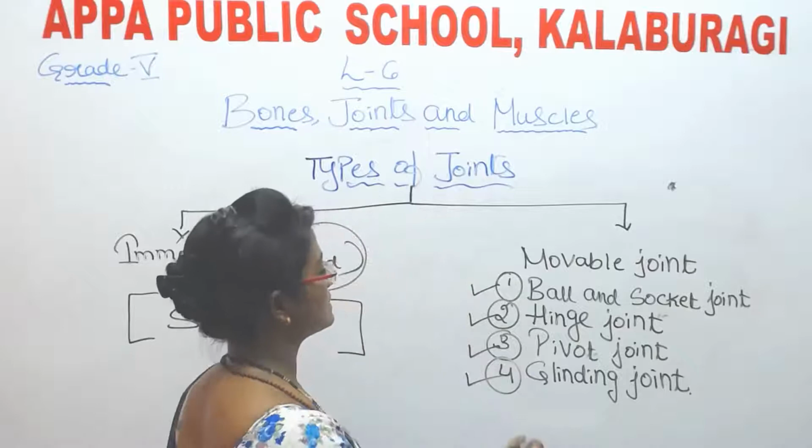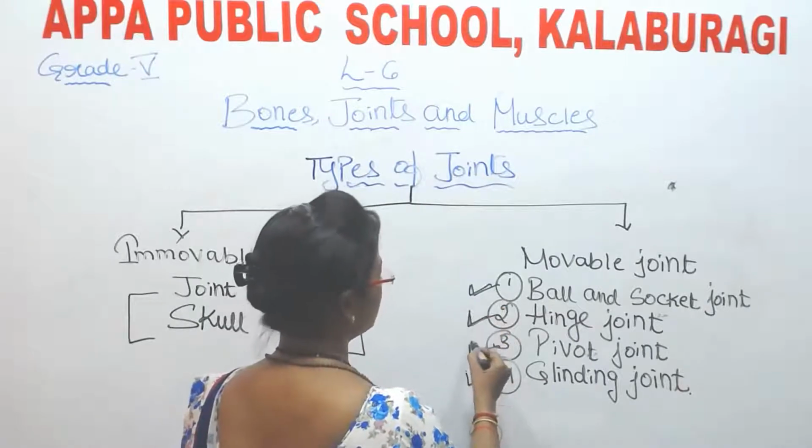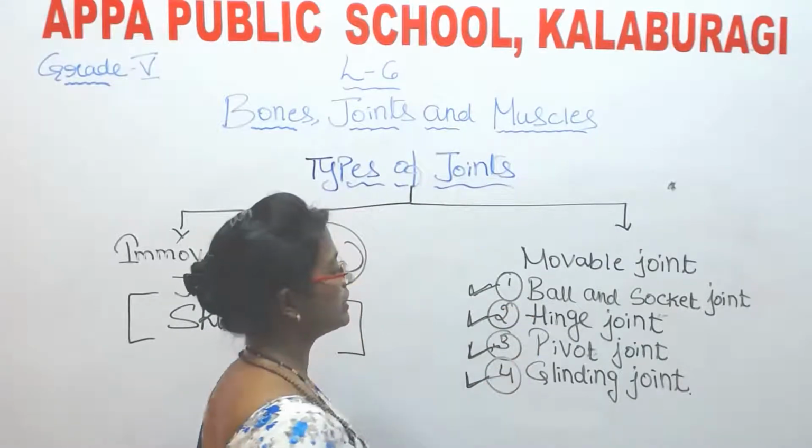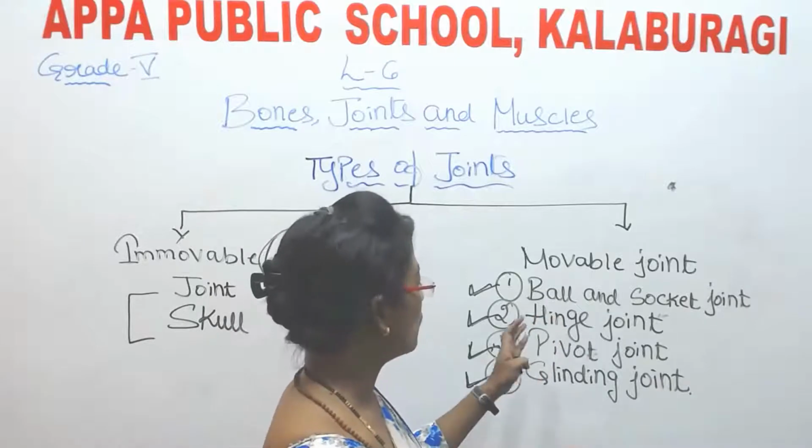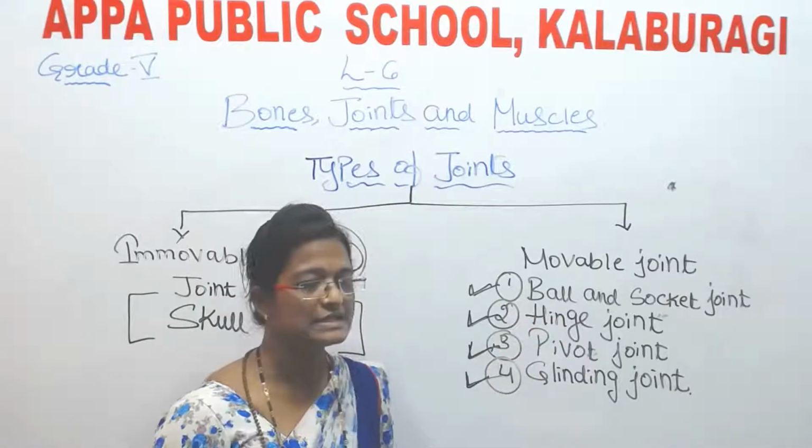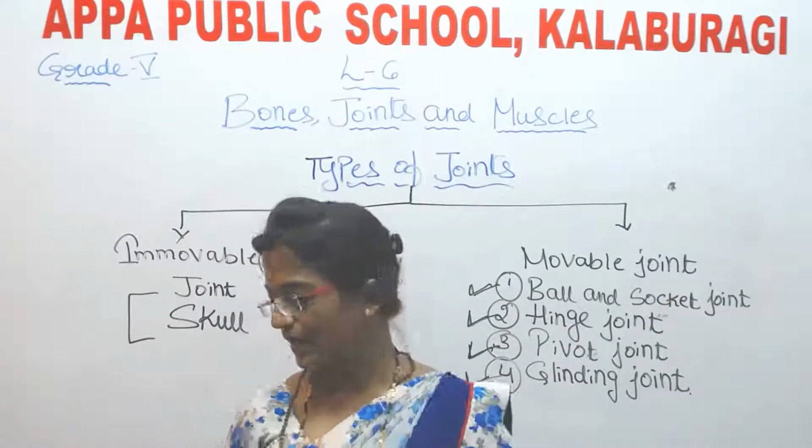So now let us discuss one by one in detail what is the ball and socket joint, what is the hinge joint, what is the pivot joint, and what is the gliding joint. Okay.